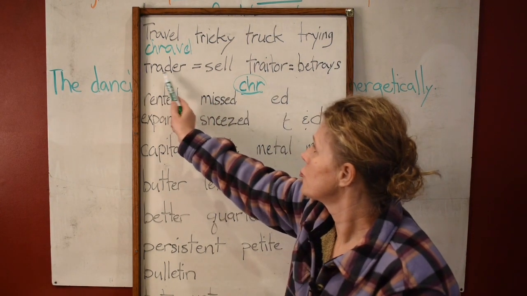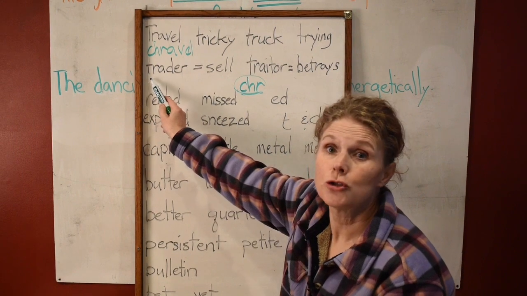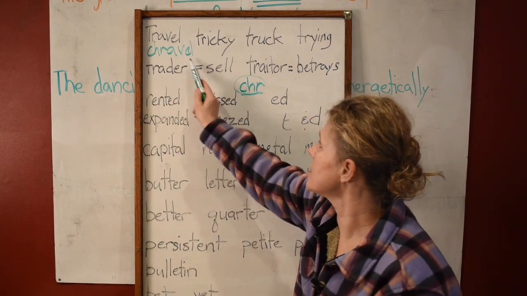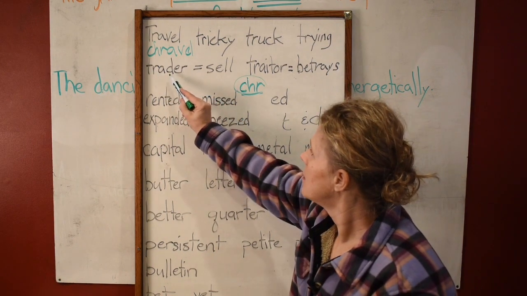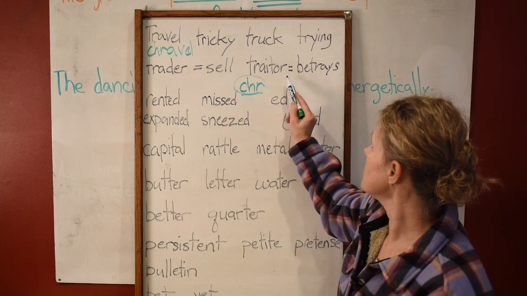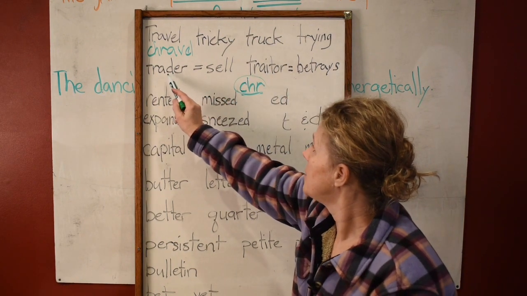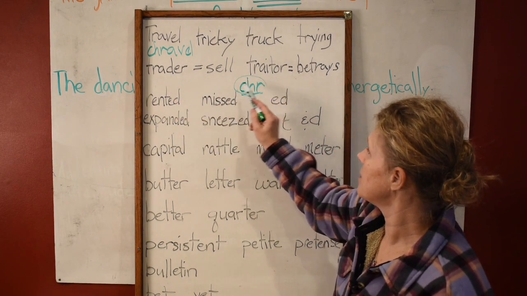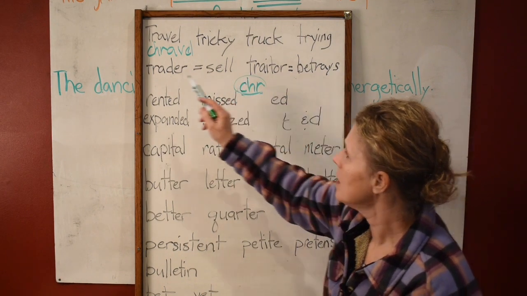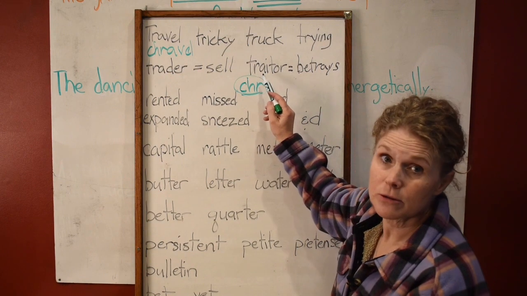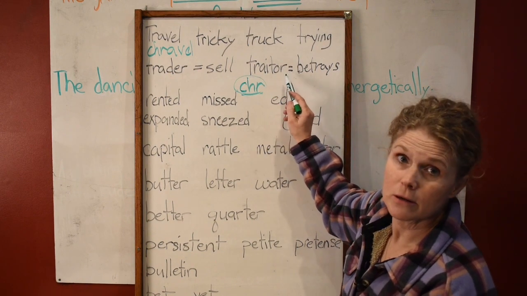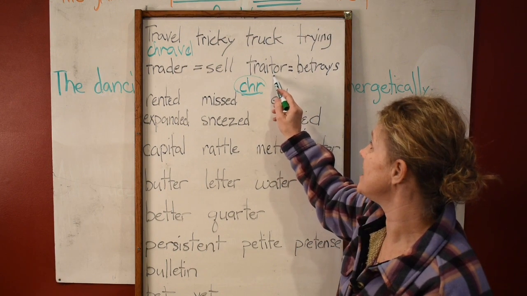Also, look, traitor. No, we say traitor, not trader. So this is a confusable. See, we have trader and traitor. This is a D and this is a T. This means sell and this means betray. But a lot of people say "trader." It goes trader. And this turns to the D sound.